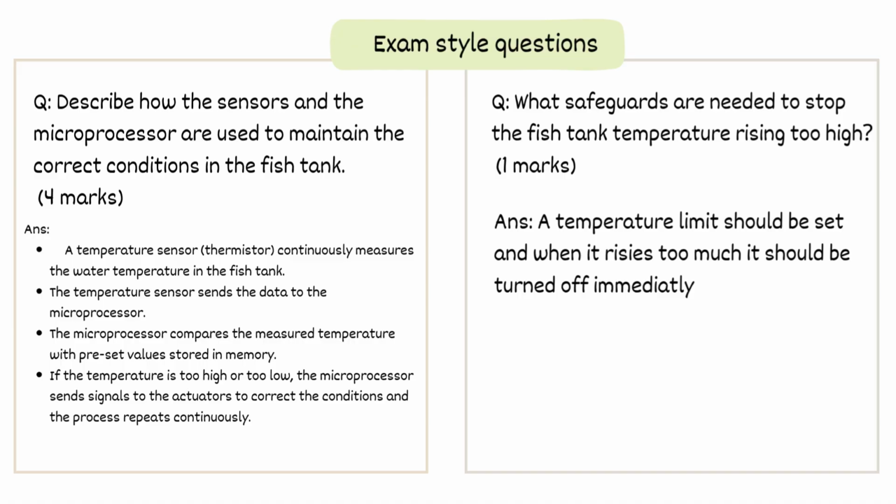If the process repeats continuously, you'll see a lot of example answers. You'd see that in the last it's a cycle, it's repeating. Okay, now the second question: what safeguards are needed to stop the fish tank temperature rising too high? It is basically part B of this question, you can say. So a temperature limit should be set, and when it rises too much, it should be turned off immediately.